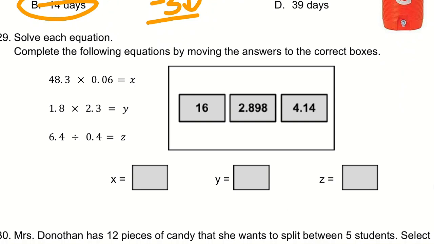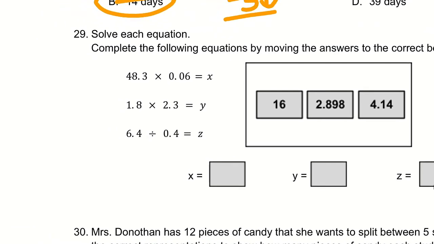Complete the following equations by moving the answers. So this will be one of those click and drag, okay? Looks like we have 48.3 times 600 is equal to x. So we have our box down here. So we're just going to do it, folks. Maybe. We need a pen.